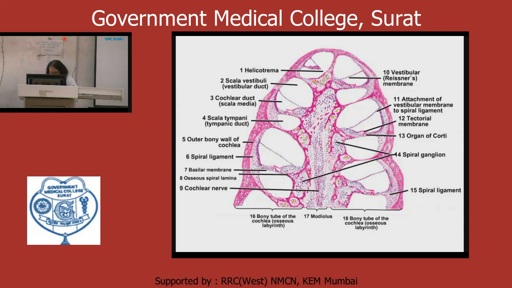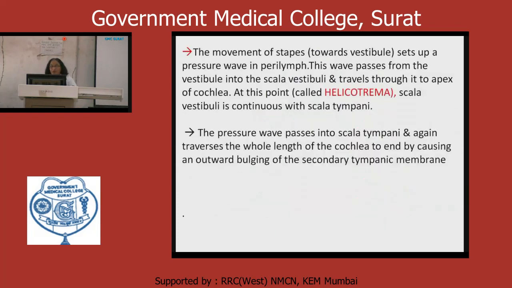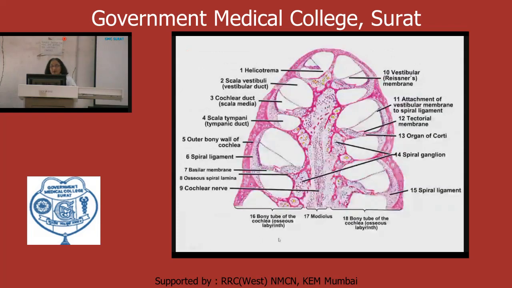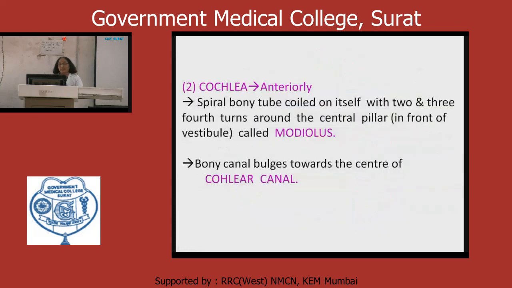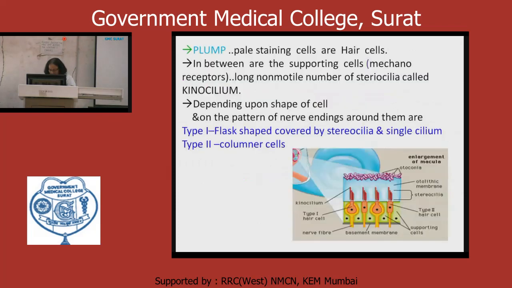So here we can see a figure showing the modiolus, and here the bony tubes of the cochlea, the osseous labyrinth, on either side. So we can see the diagram. The spiral bony tube is coiled on itself around the central pillar called the modiolus. The bony canal bulges towards the center of the cochlear canal, you can see.